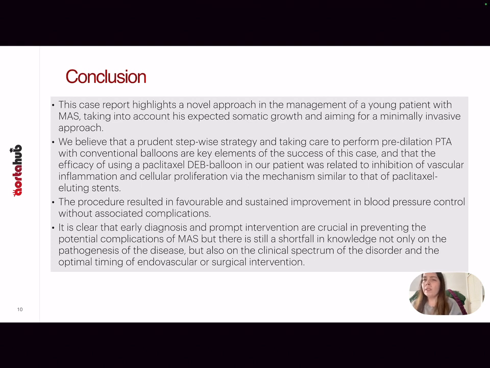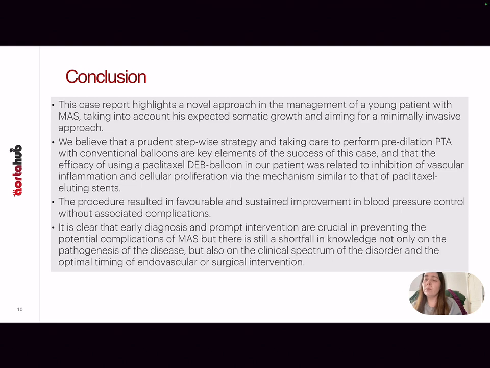And we do think that paclitaxel coated balloons were a good solution in this patient. Probably the results were related to an inhibition of vascular inflammation and cellular proliferation, similar to that of the known stents used to treat other pathologies. We think that we obtained good results in this patient.